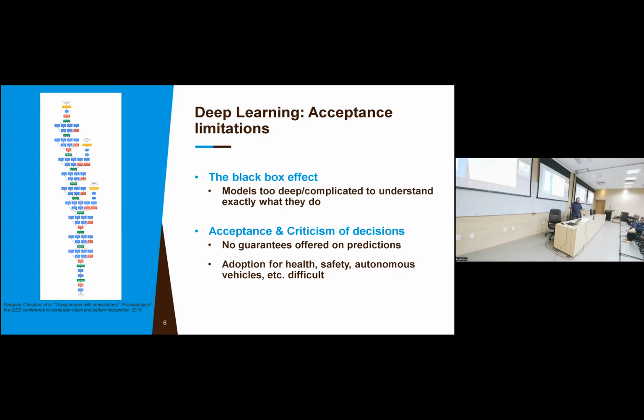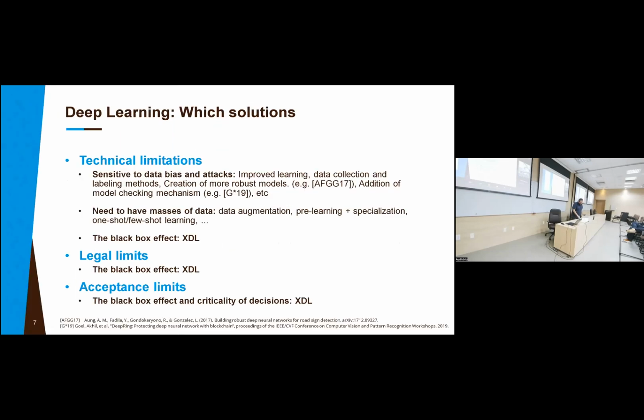It's not really true because in autonomous vehicles, they are using deep neural methods, but I do not really trust them. So what are the solutions to these issues? We have tons of solutions regarding the technical issues by improving the learning process, by improving the data collection, the way of labeling data, etc. I will not go on more because it's not the purpose of the talk.